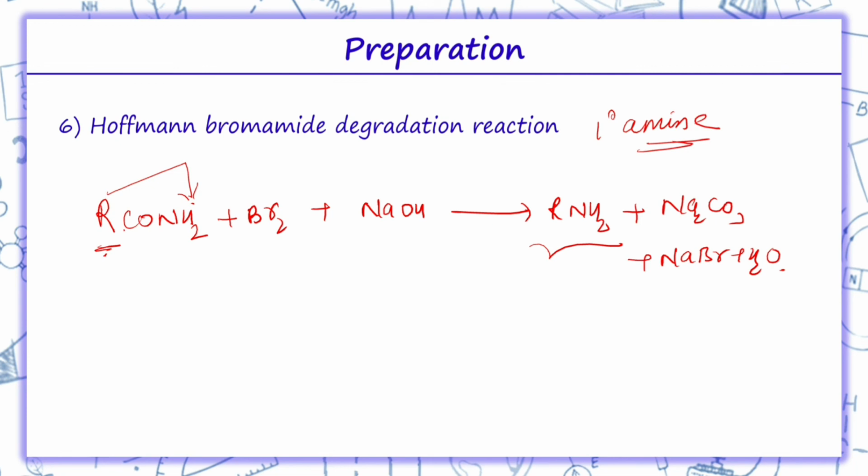So this is how in today's video we studied how to prepare amines. We studied 6 methods. First was reduction of nitro compounds, then ammonolysis of alkyl halides, then reduction of nitriles, reduction of amides, Gabriel phthalimide synthesis and Hoffmann bromamide degradation reaction.